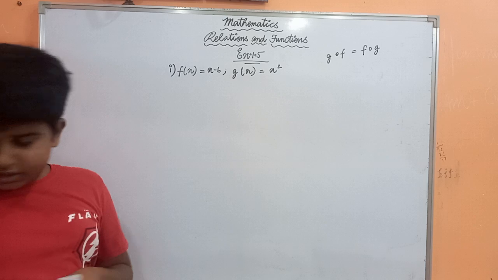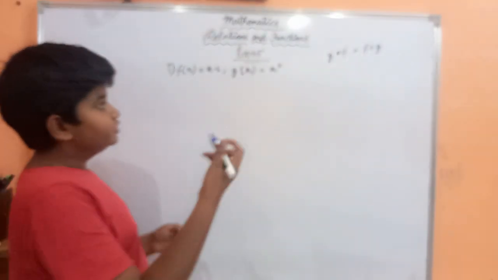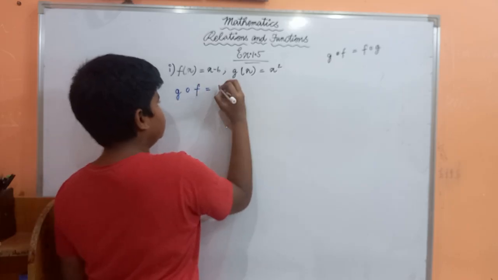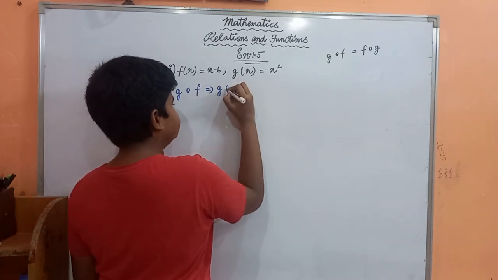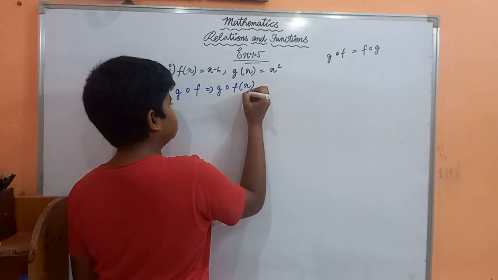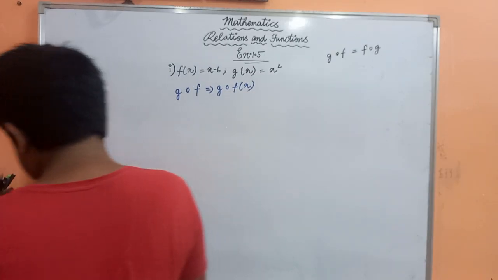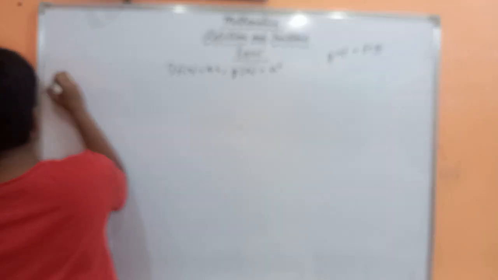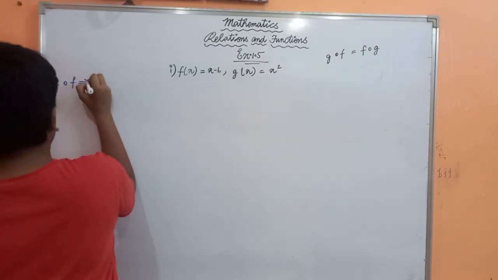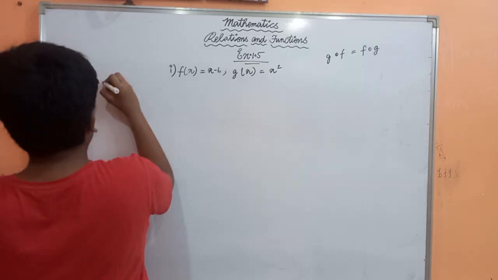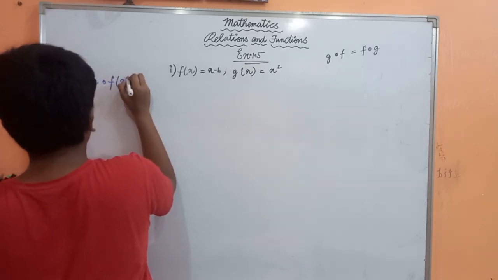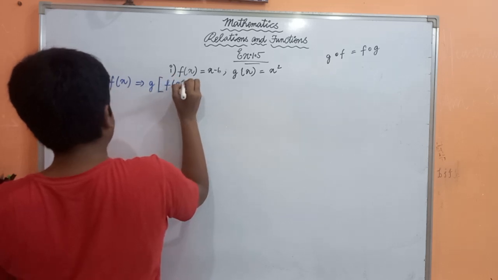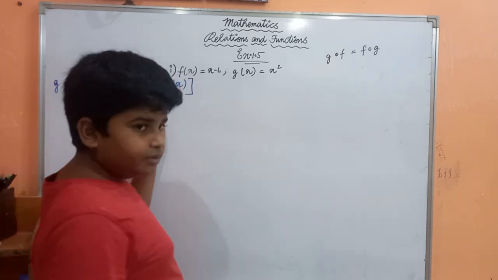So first, what is the definition we learned for g dot f? g dot f of x, which is g the whole bracket f of x. So g bracket f of x. I'll try to put it over the side.